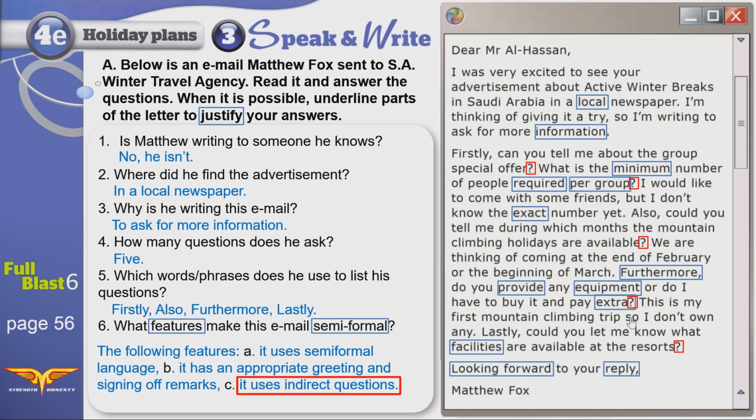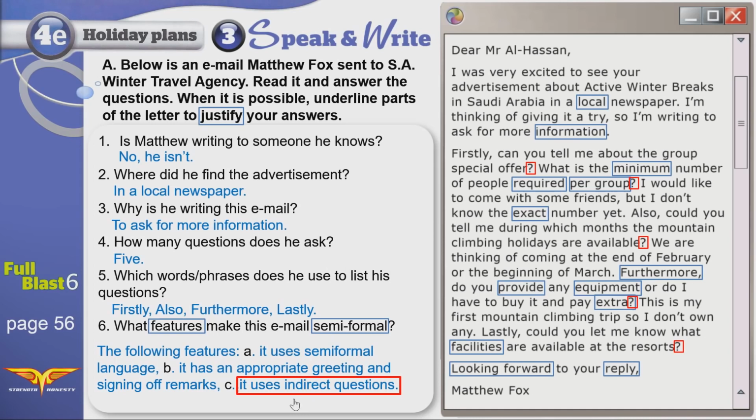Indirect questions are formal questions. Direct questions are informal. When you write to a friend, you write, what are the available facilities? When you write to someone you don't know, you use indirect questions. Could you tell me what facilities are available? We will learn more about indirect questions in the following slide.